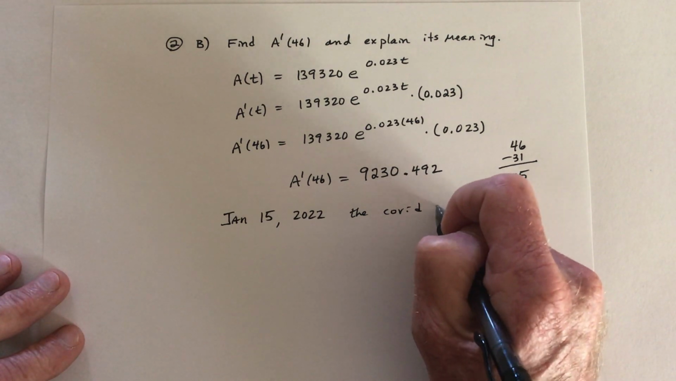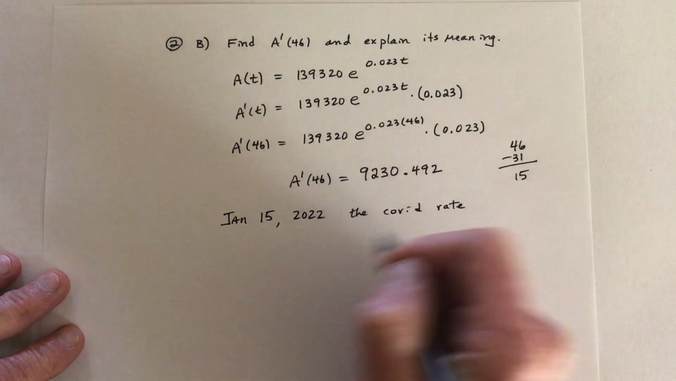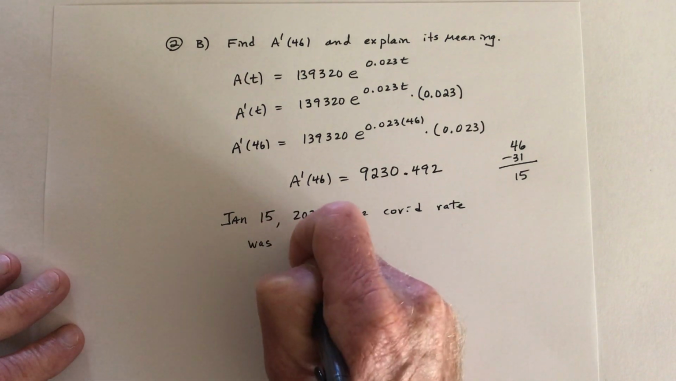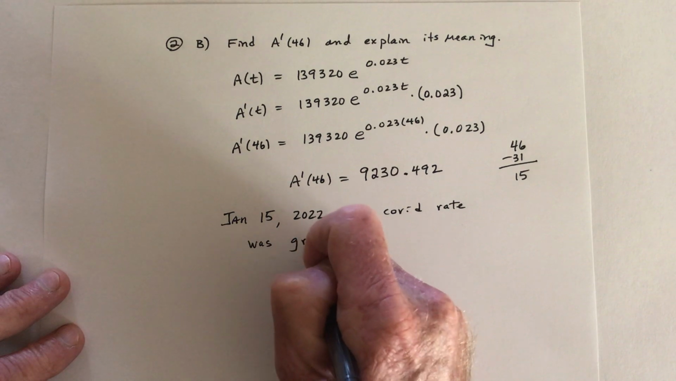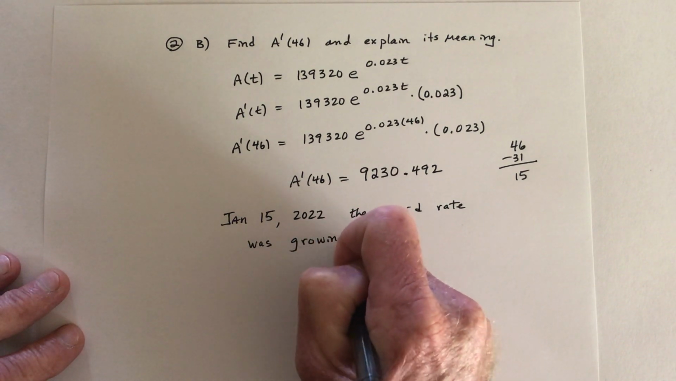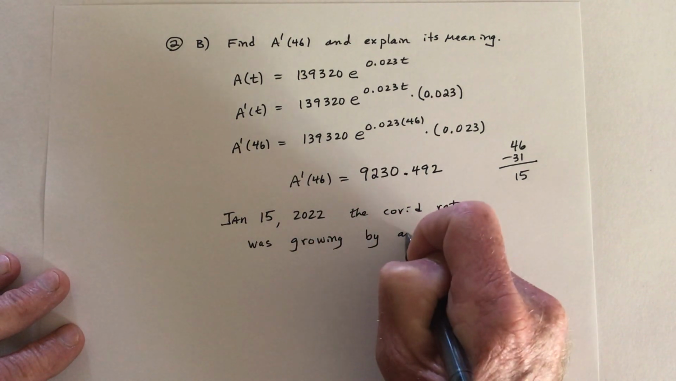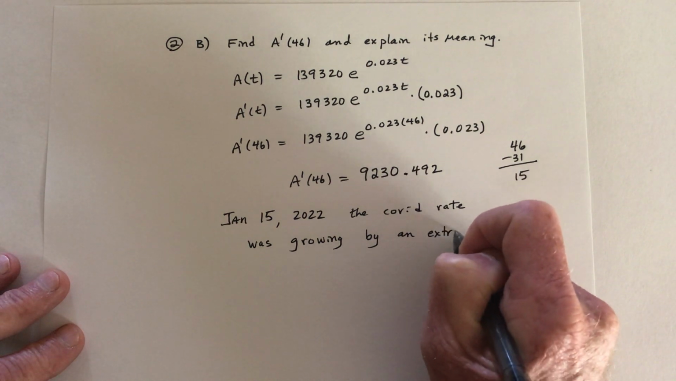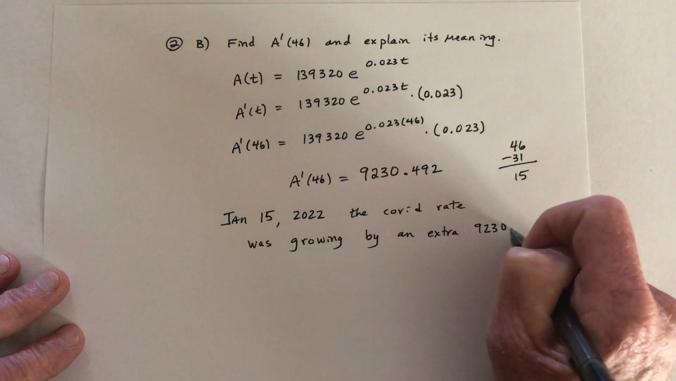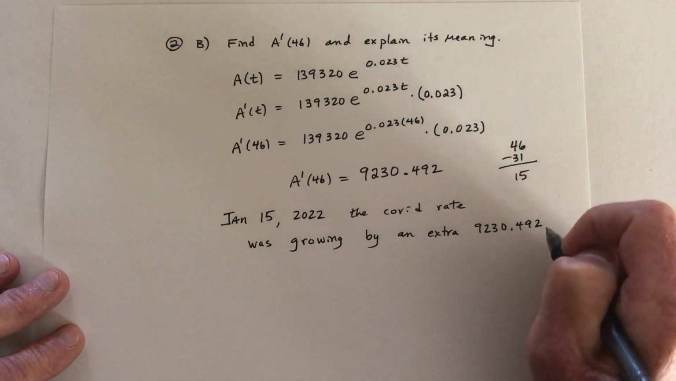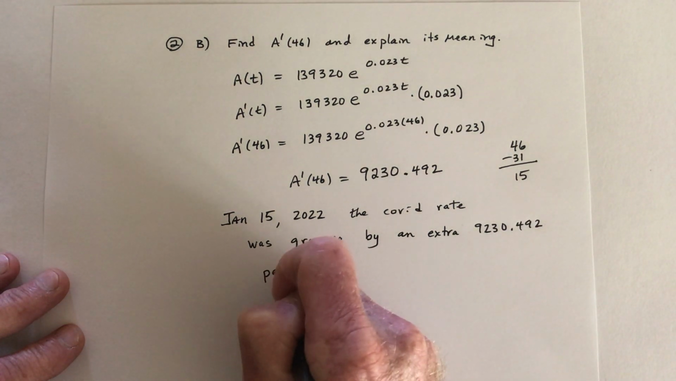The COVID rate was, and since this is a positive, that means it's growing, getting bigger. And that would be an extra 9,230.492 people per day.